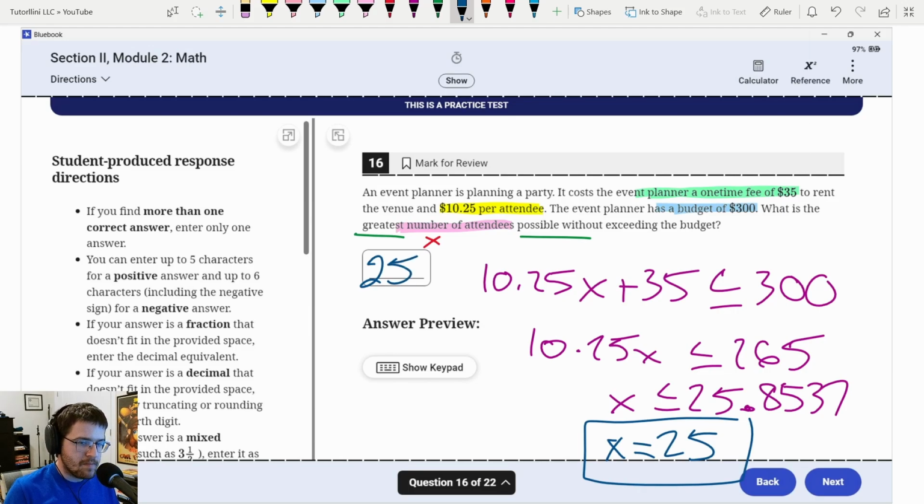If you were ever unsure, you can, again, try 25, try 26, see which one makes more sense. 26 is not less than or equal to 25.85. It's bigger, right? So that's a problem.